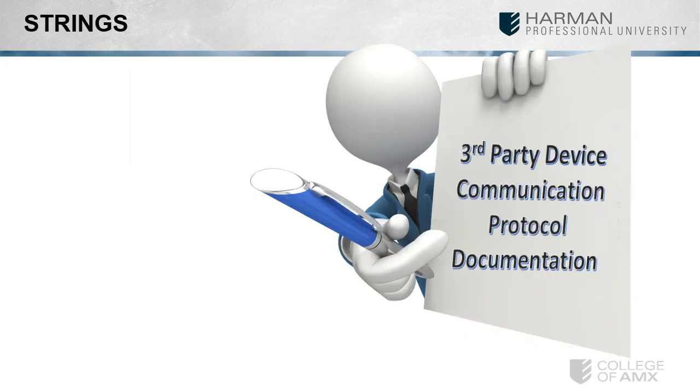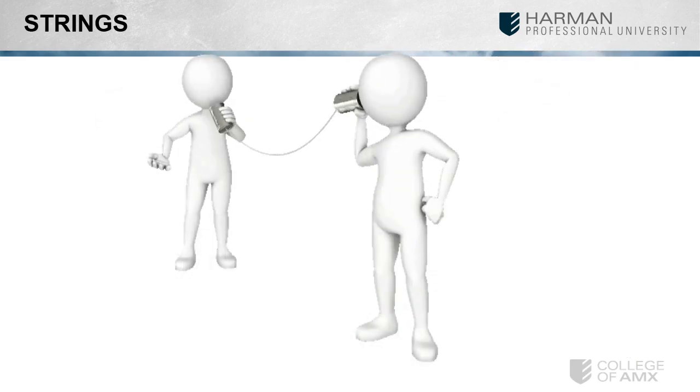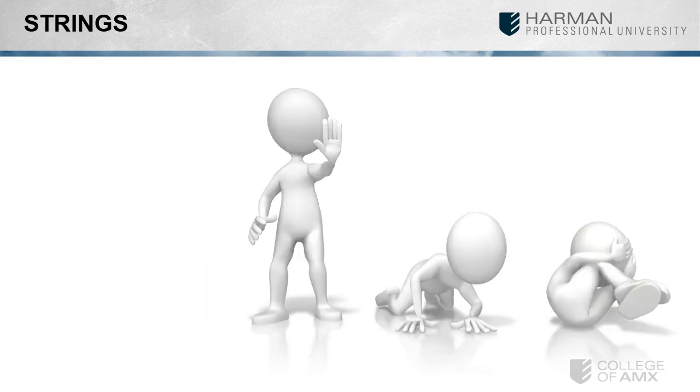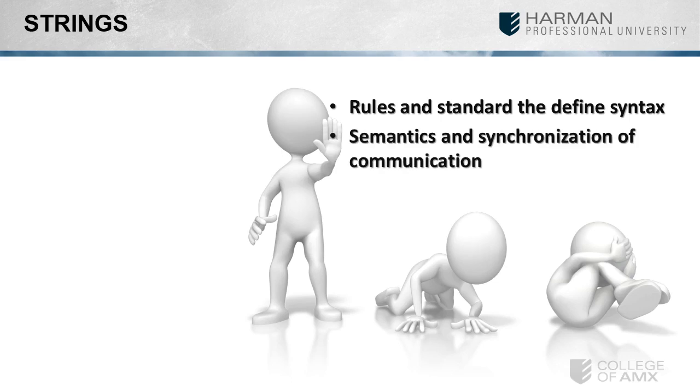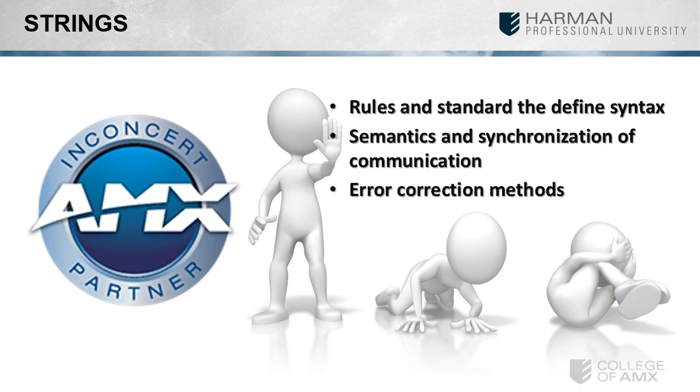The communications protocol is a system of rules that allow two or more entities of a communication system to transmit information. These are the rules or standard that defines the syntax, the semantics, and the synchronization of communication and possible error correction methods. These manufacturing protocols can be obtained from the manufacturer themselves.